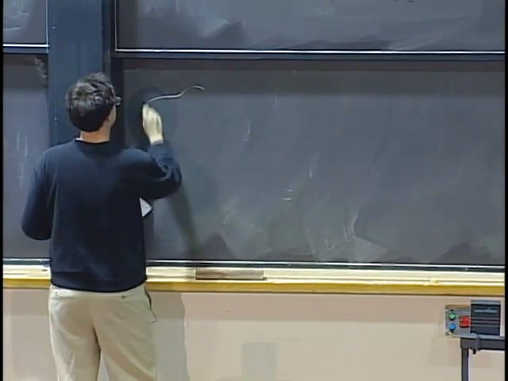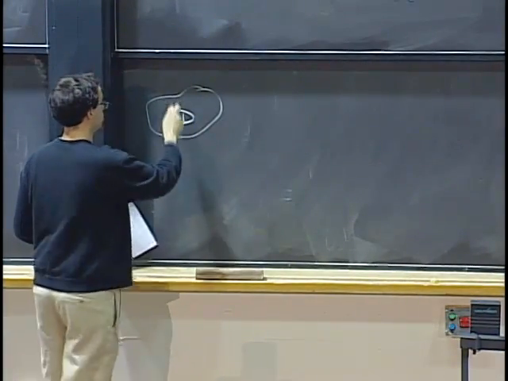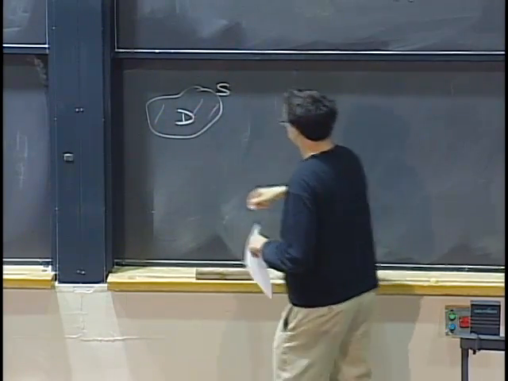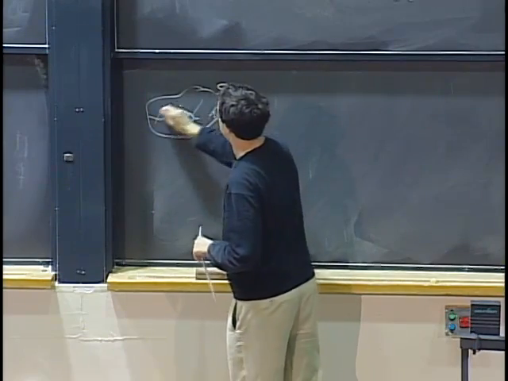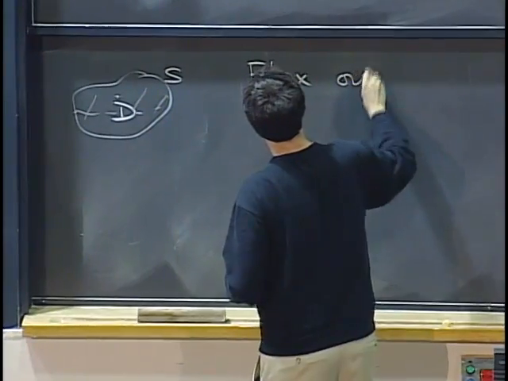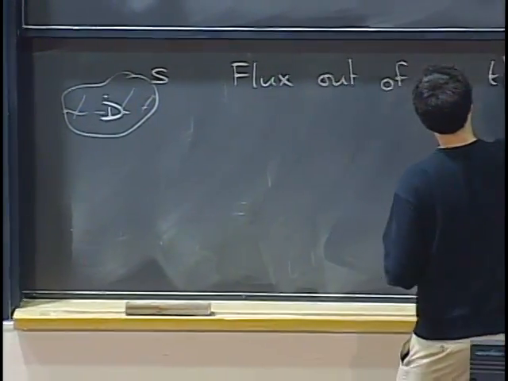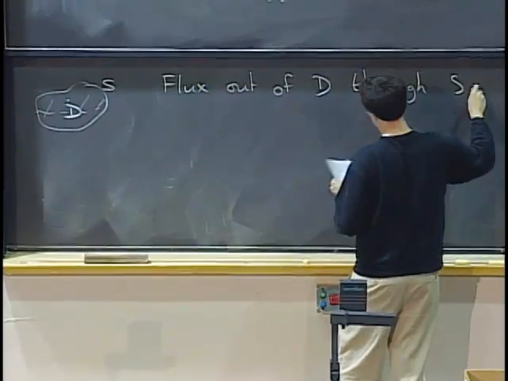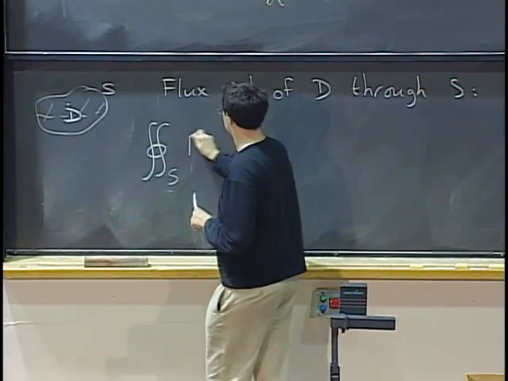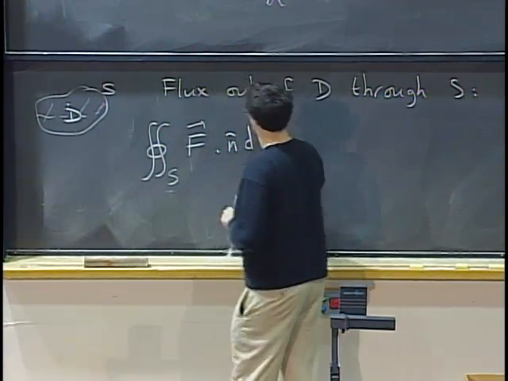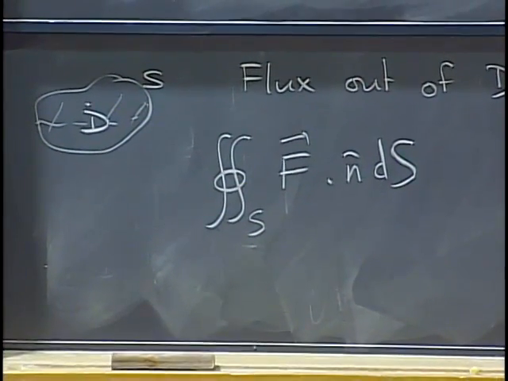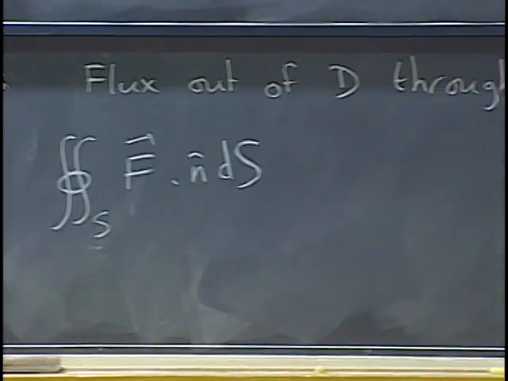So let's take a small region in space, D, bounded by a surface S. Okay, so I want to figure out what's going on in here. So let's look at the flux out of D through S. Well, we said that this flux would be given by the double integral on S of f dot n dS. So this flux measures how much smoke is passing through S per unit time.